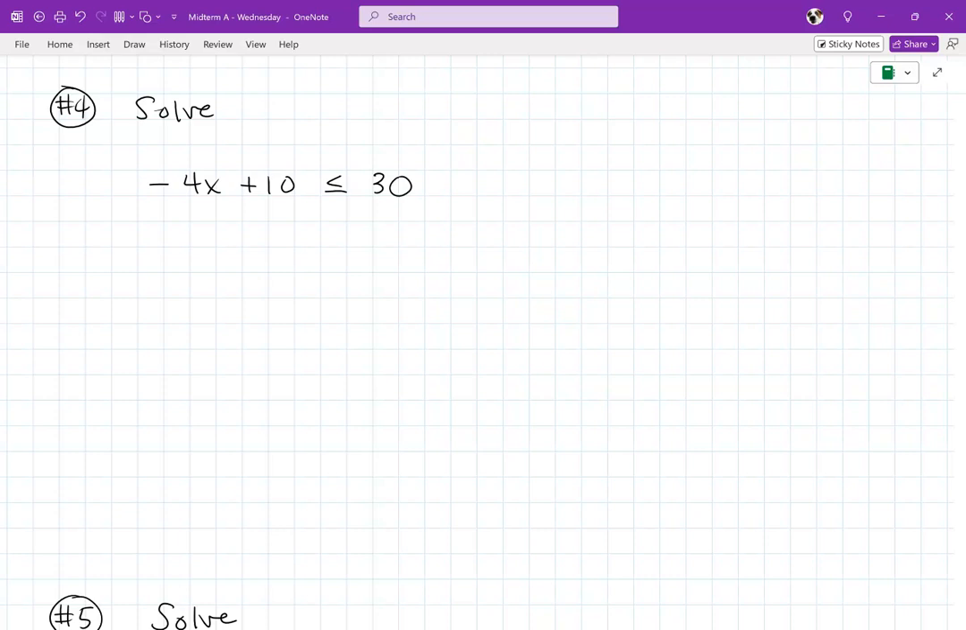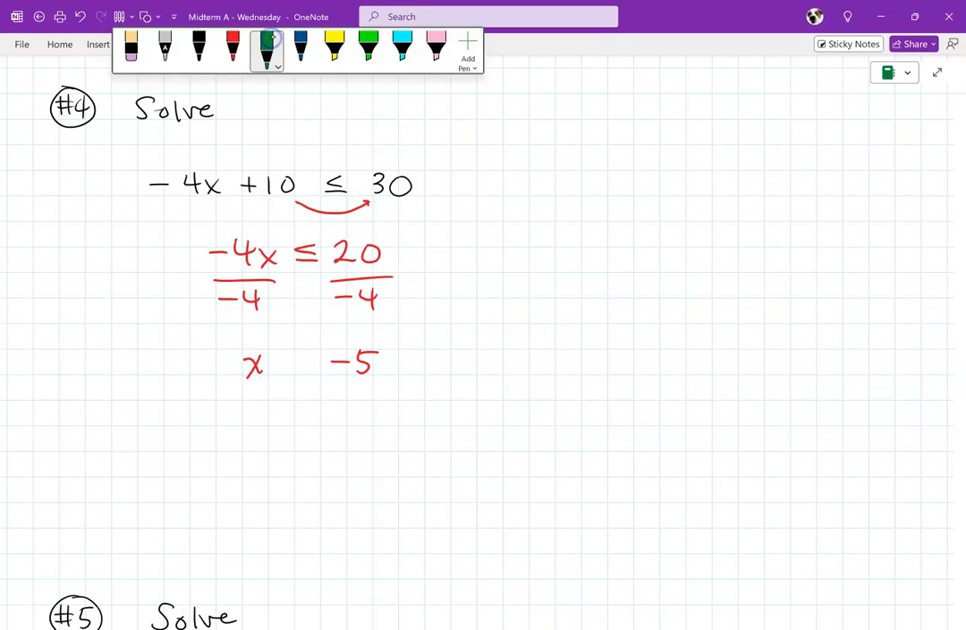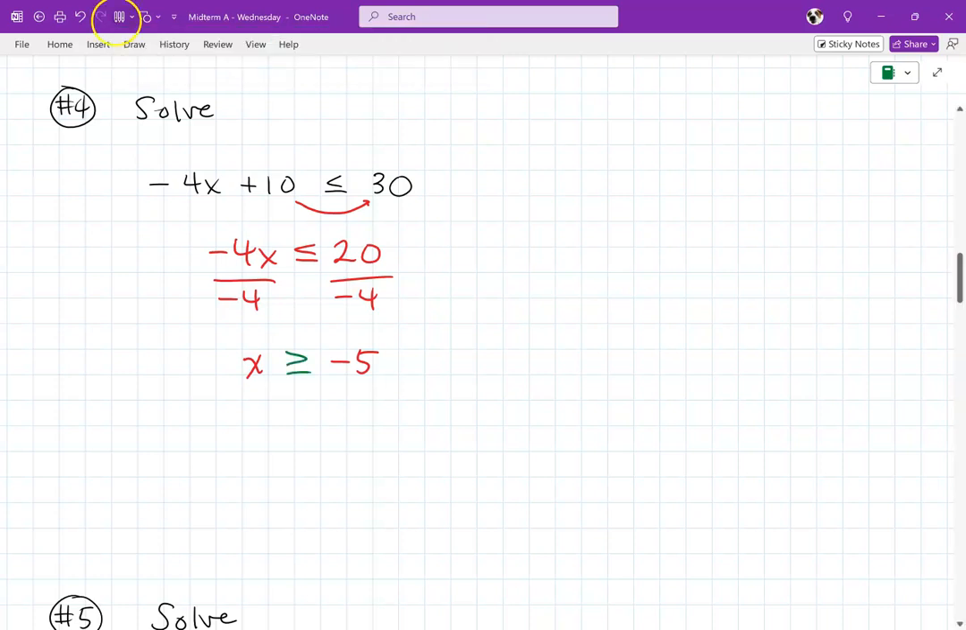So let's see. I'm going to subtract 10 on both sides, okay? I'm going to move the 10 over to that side, so I get -4x less than or equal to 20. Now, when I divide both sides by -4, here I get x, and over here I'll get -5, but that inequality is going to have to flip. So let me change it using a different color.